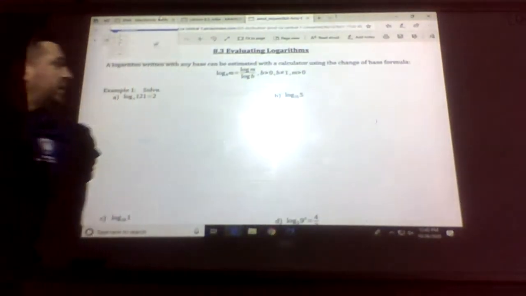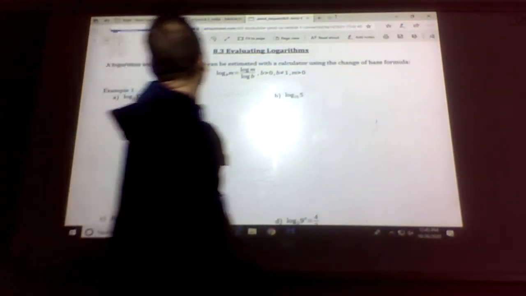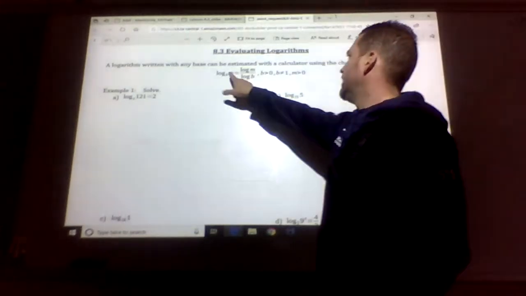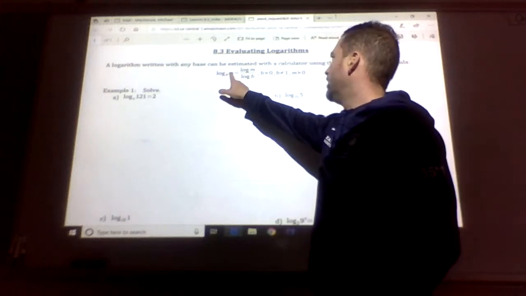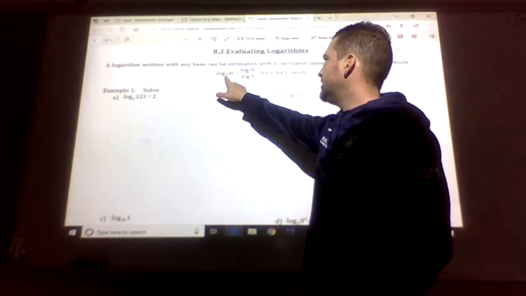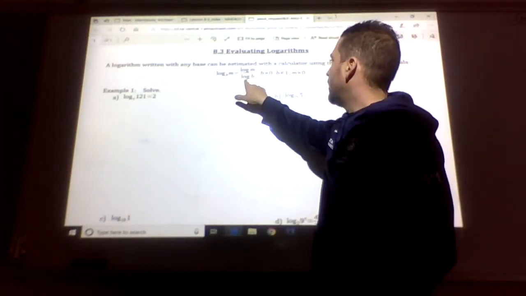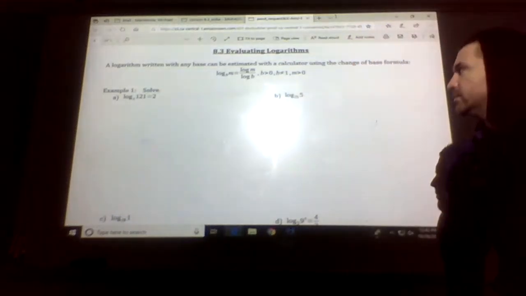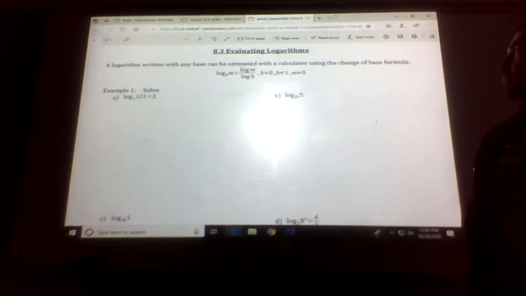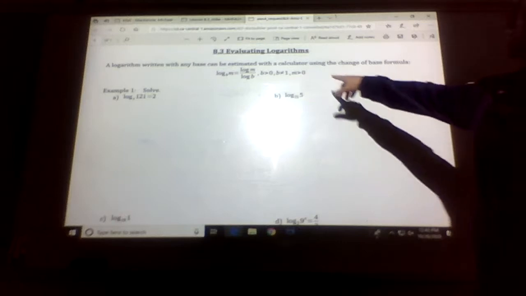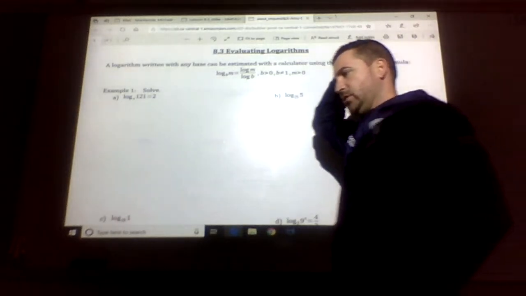Okay, 8.3, evaluating logarithms. Okay, so we went through this yesterday. We should have log_b m is log m divided by log b, where b has to be greater than 0 but cannot be 1. And m is obviously greater than 0 as well. Okay, so we're going to solve.